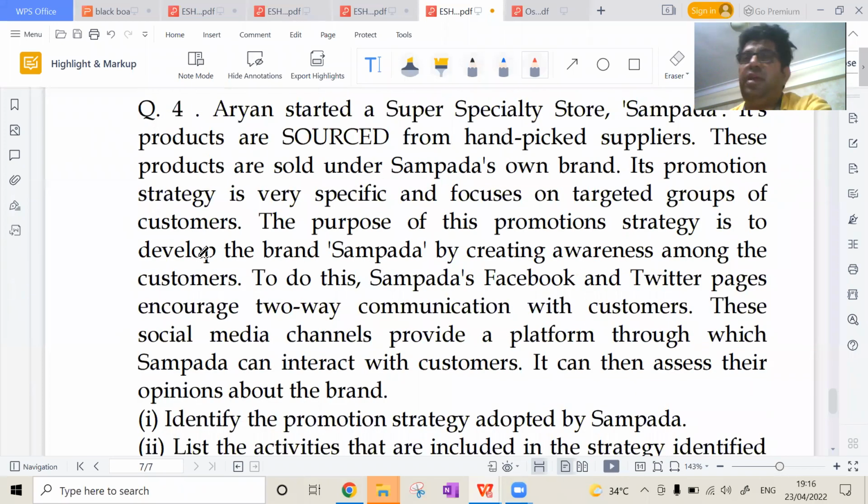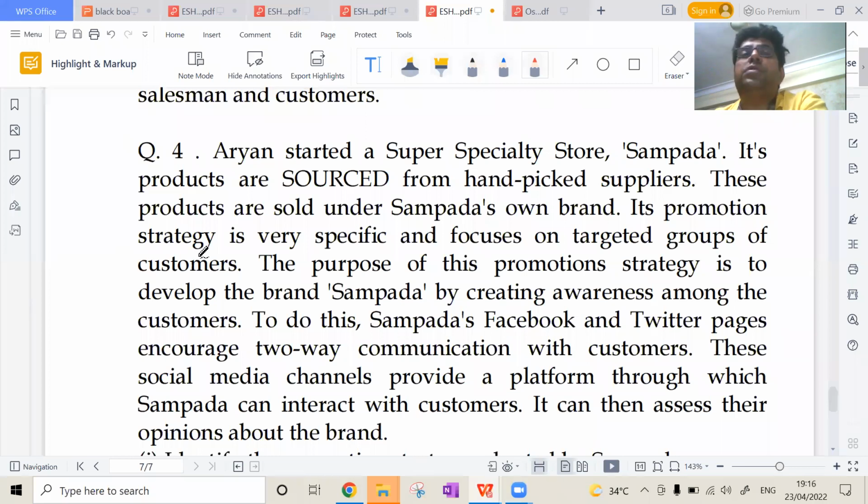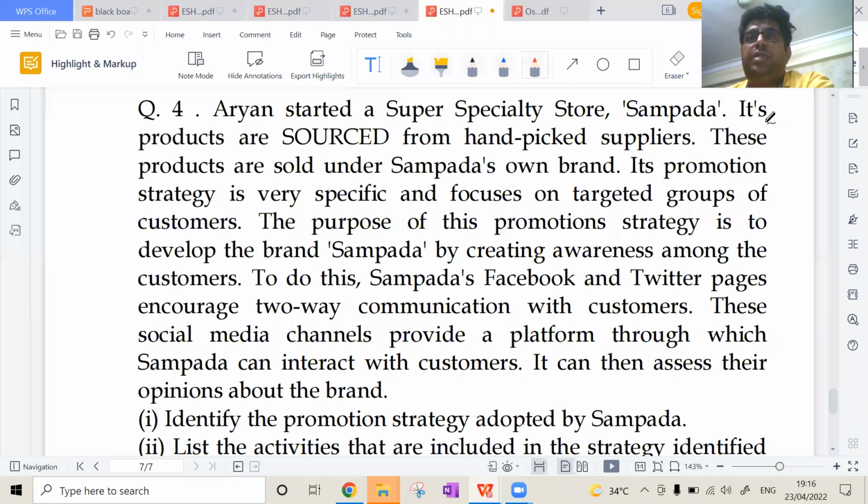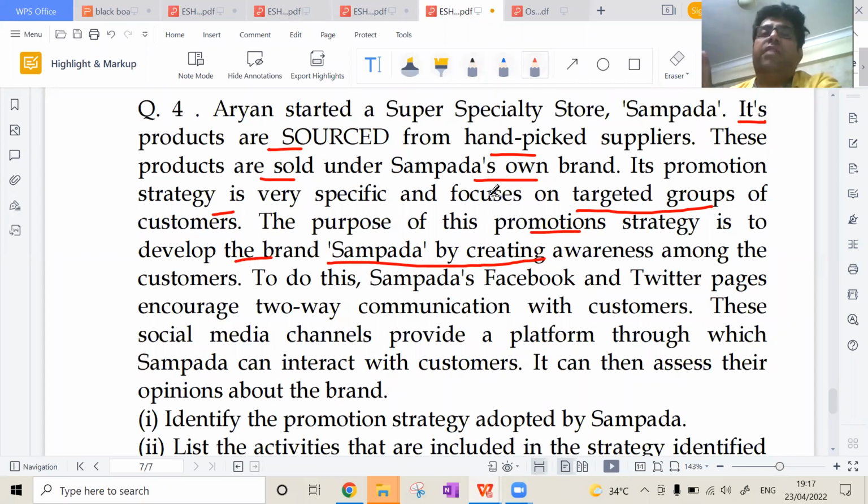Then, beta, a question where we have to identify a promotion strategy. Let us see if anyone can identify it, you can raise your hand. I'm reading a question. Aryan started a super specialty store, Sampada. It is again a very good example. Its products are sourced from hand-picked suppliers. These products are sold under Sampada's own brand. Its promotion strategy is very specific and focusing on the targeted group of customers. The purpose of this promotion strategy is to develop the brand Sampada by creating awareness. To do this, Sampada's Facebook and Twitter pages encourage two-way communication. These social media channels provide a platform. Now identify the promotion strategy.